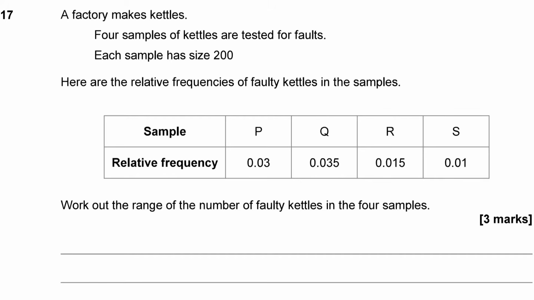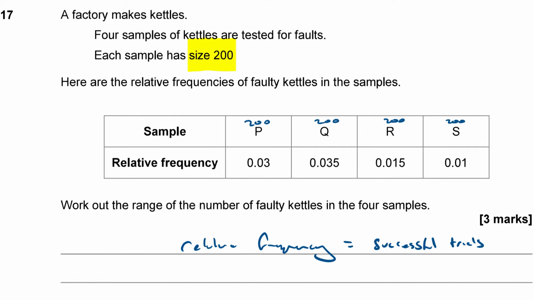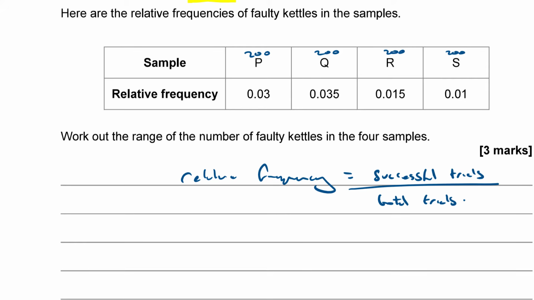Now if you remember in the question, it said that the size of each sample was 200. So there are 200 there, there are 200 there, there are 200 there, there are 200 there. Okay, so relative frequency would have been successful trials over total trials. So relative frequency is successful trials over total trials.